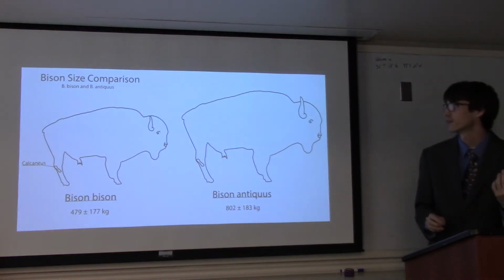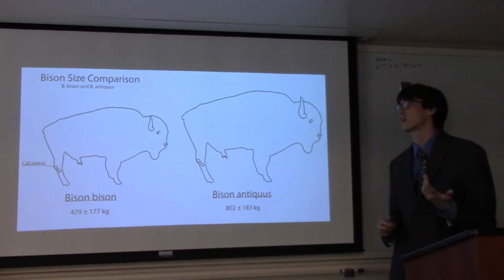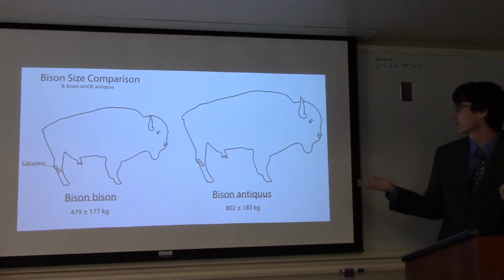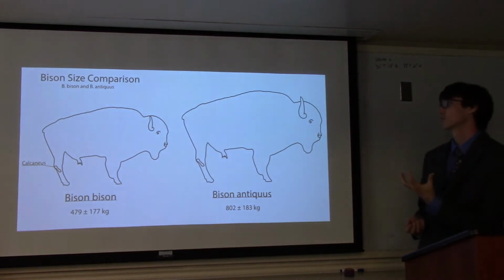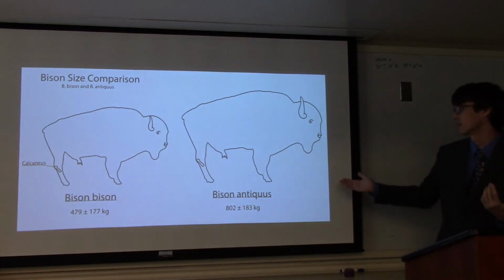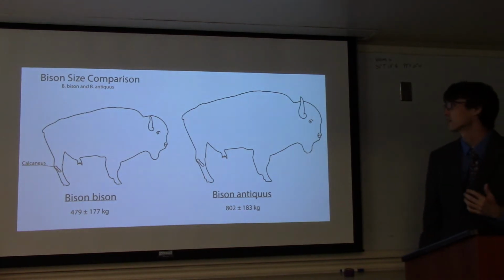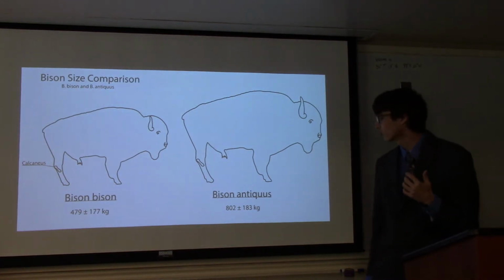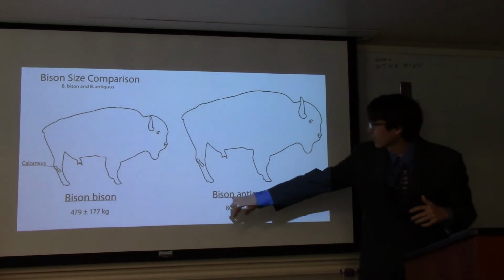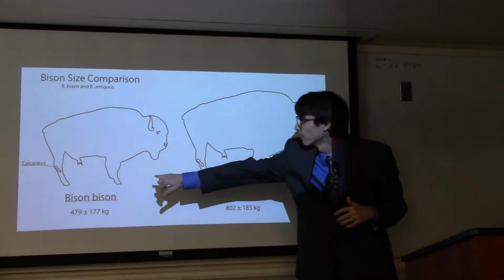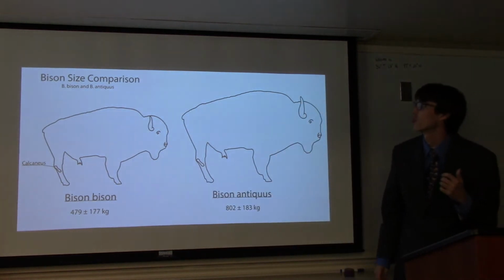So here's just a figure I made up to illustrate this size difference. We have modern bison on your left, and then Bison antiquus here on the right. As we can see, it was much, much larger in the ancient bison than the modern one, roughly 25% in terms of height at the shoulder. And the calcaneum is this little bone here, or calcaneus. Both pronunciations are correct.